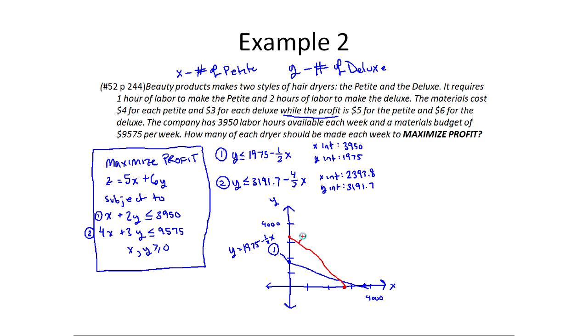Okay, so I'm going to label this one. This is 2. y equals 3191.7 minus 4/3 x. Okay, just in case I need that information. Notice that both of these are less than or equal, so we got to be below both of them.